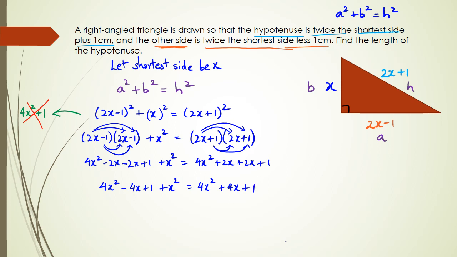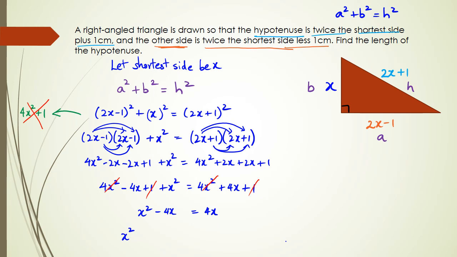1. Okay, now here's the thing, guys. I can see that there are two 4x squareds on both sides, which means I can get rid of both of them. Because really, if I bring the 4x squared to this side, it's going to become minus 4x squared, and then it's going to become 0. It's an extra step which I don't need. The 1s cancel out each other. So what I'm left with is x squared minus 4x equals 4x. Now I need to factorize this, but before I do, I need to bring that 4x from the right hand side to the left hand side.